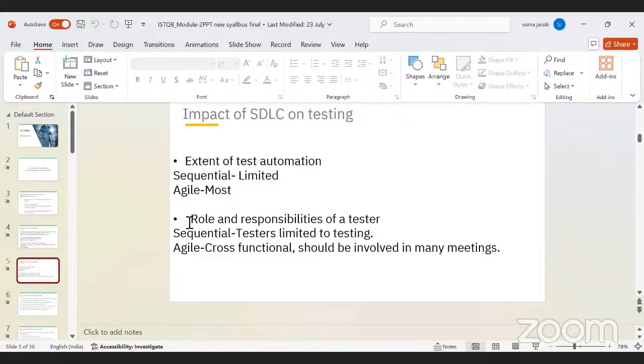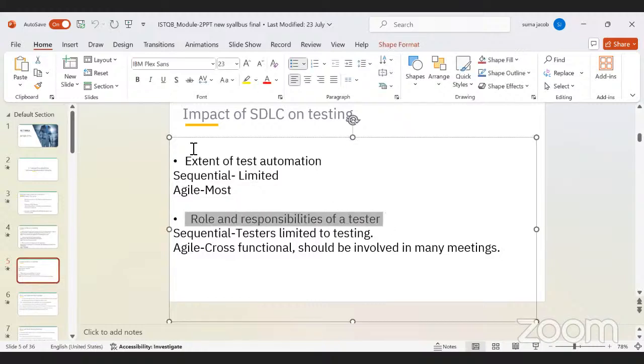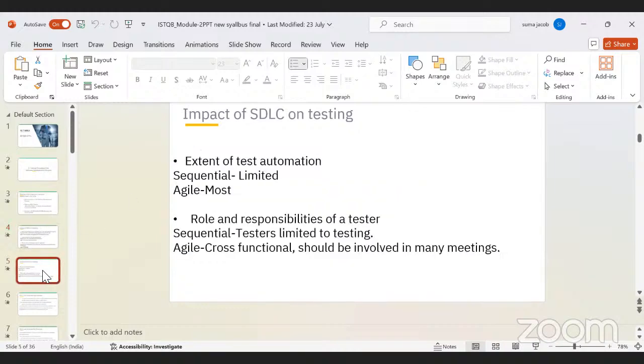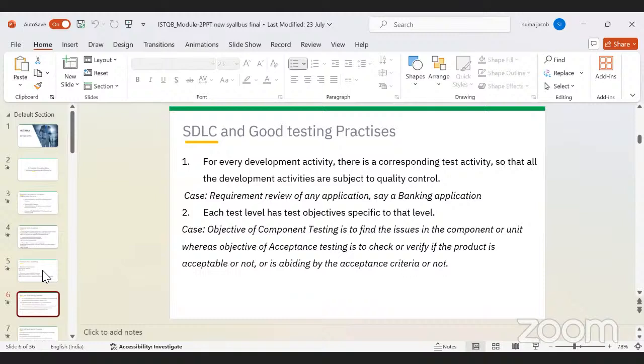So we have the role and responsibilities of a tester, the extent of test automation happening in each SDLC, choice of test techniques and test approach, level of detail of test documentation, and finally the scope and timing of test activities. And next is SDLC and good testing practices.